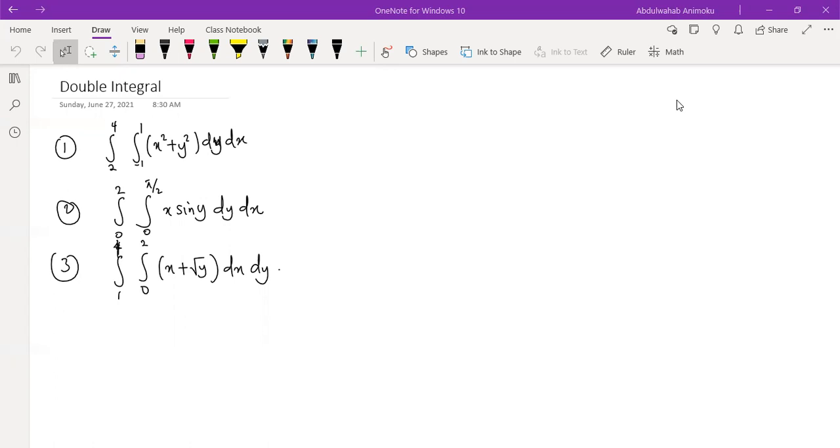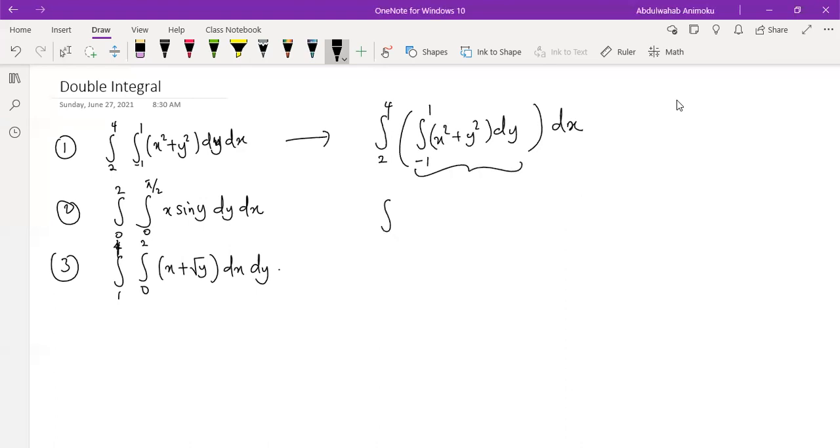Now we are looking at the double integral of this function. So let's quickly get started. If you notice in this particular problem, we have dy dx. That means we have to first integrate this function with respect to y, before we do the integration with respect to x. So let's evaluate this first.